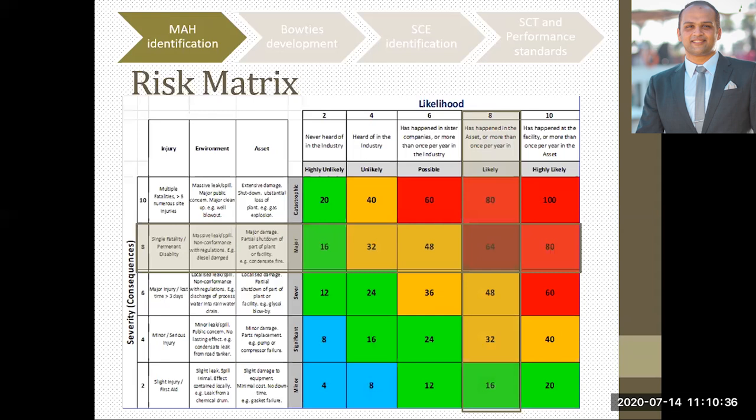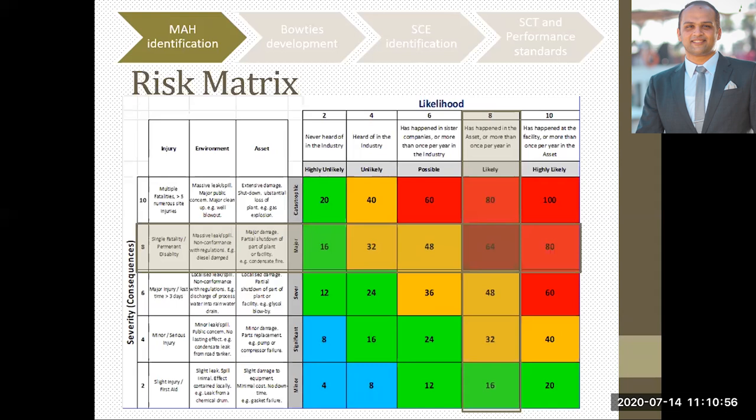By the way, this risk matrix is only an example. It differs totally from one company to another. Maybe you can see totally different risk matrices, but this is maybe the most common one. So at the end, if it's red, and this is common amongst all of the companies, it is a major accident hazard.